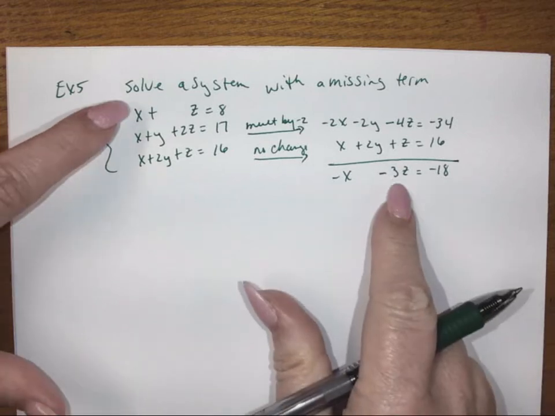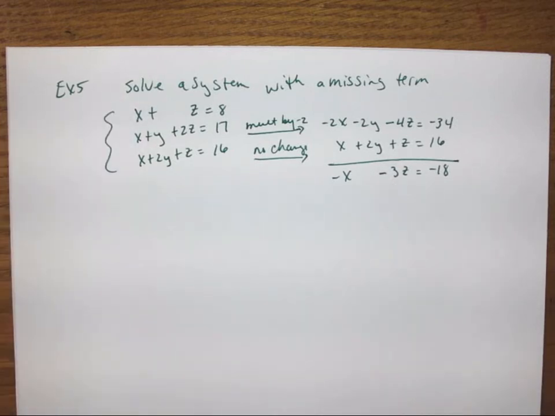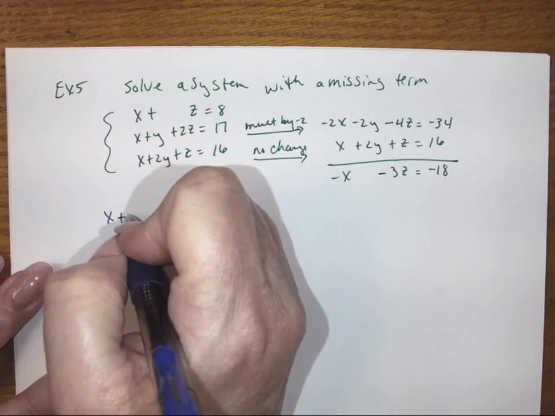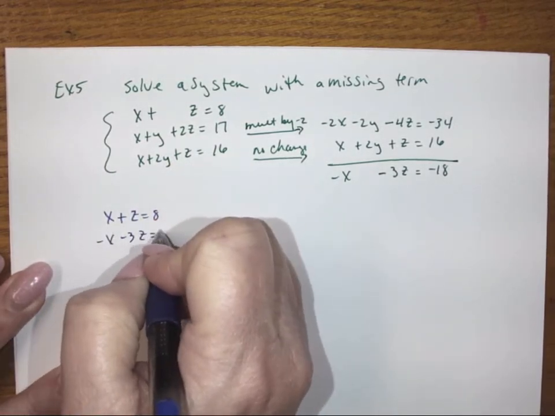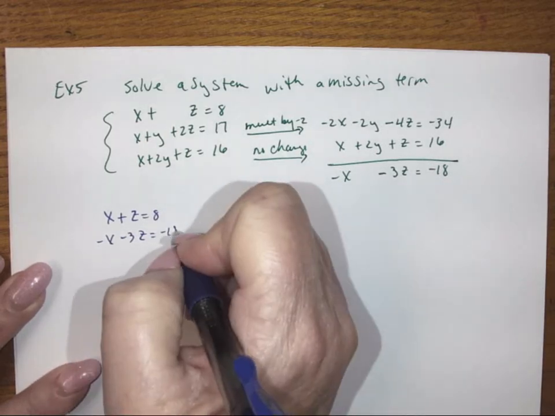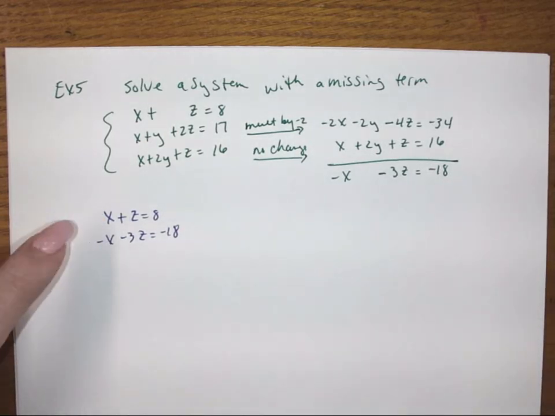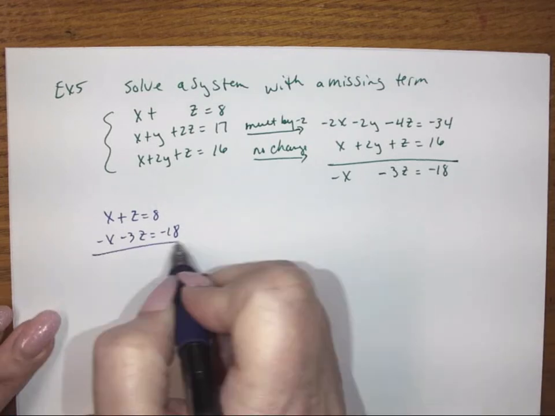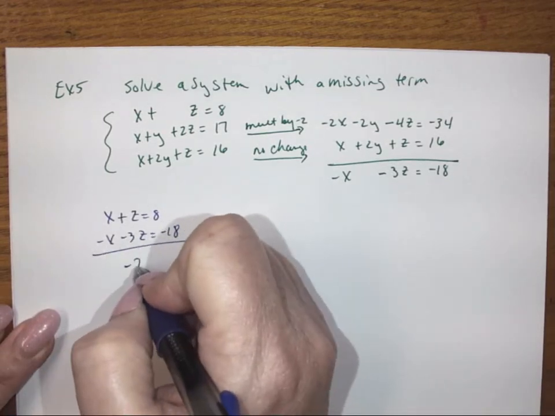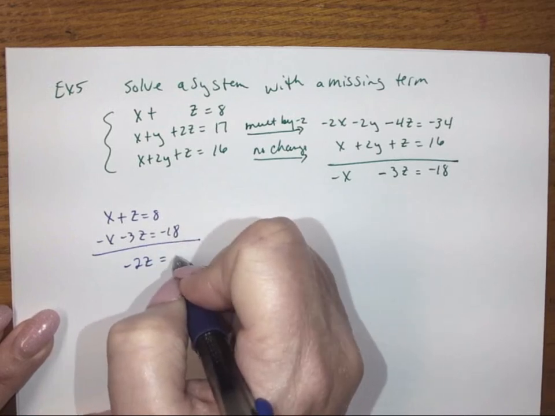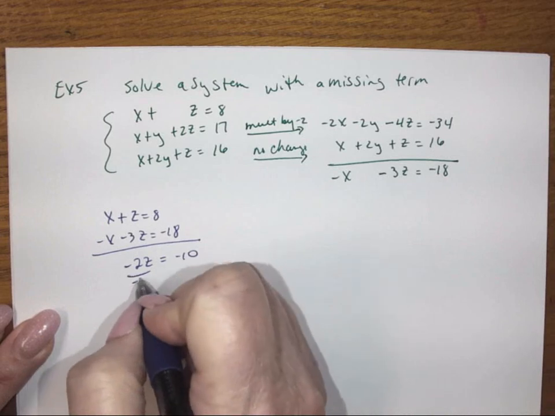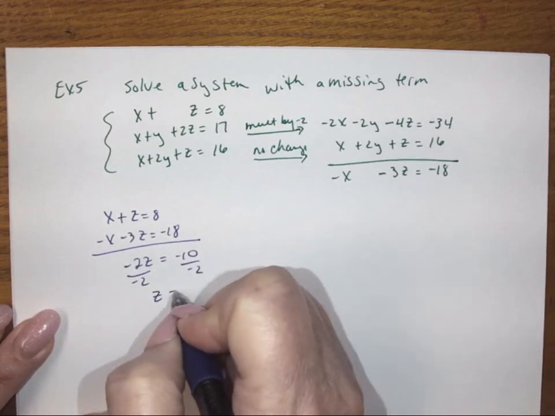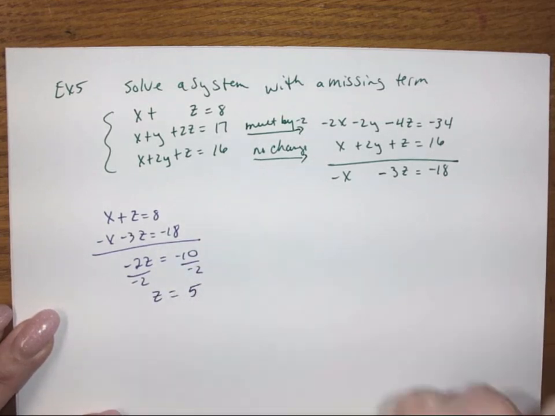So we have an equation here, an equation here. So let's bring that over. x plus z equals 8, and -x minus 3z equals -18. Well, I don't have to really do anything with this. I have an x minus an x, so I can just add this one. My x's cancel. I have -2z is equal to -10. I don't have to change either one this time. Divide by -2, and z will be equal to +5.